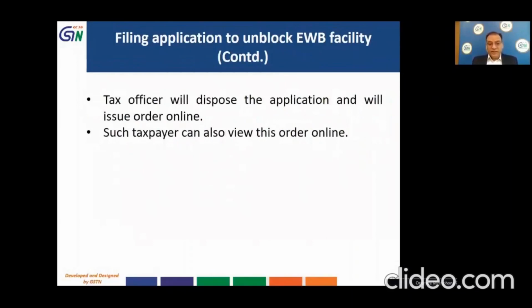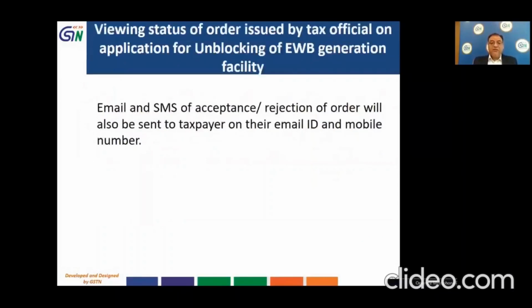Now, in such a case, the tax officer, depending on the merits of the application, will decide the case and issue an order online. Now, this order can be viewed online by the taxpayer. Another way it is to be communicated to the taxpayer is that an email and SMS of acceptance or rejection of the order will also be sent to their email ID or the mobile number.